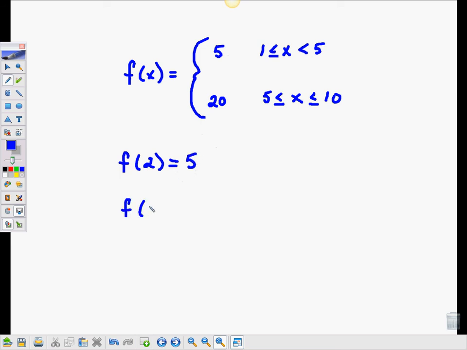f of 6, that's going to fall into the second situation. It's between 5 and 10. And its output would be 20. f of 5, sorry, writing things backwards there. Well, which one does this fall into? It'd have to fall into the second one because the first rule states that it's specifically less than 5. The second one can include 5. So the output there is 20 as well.